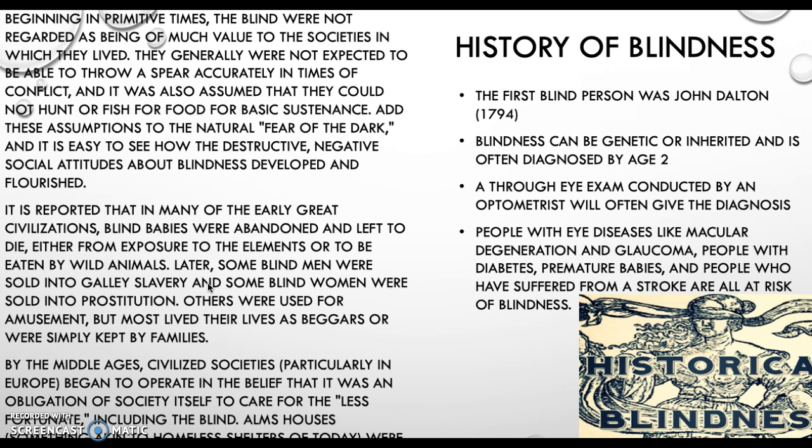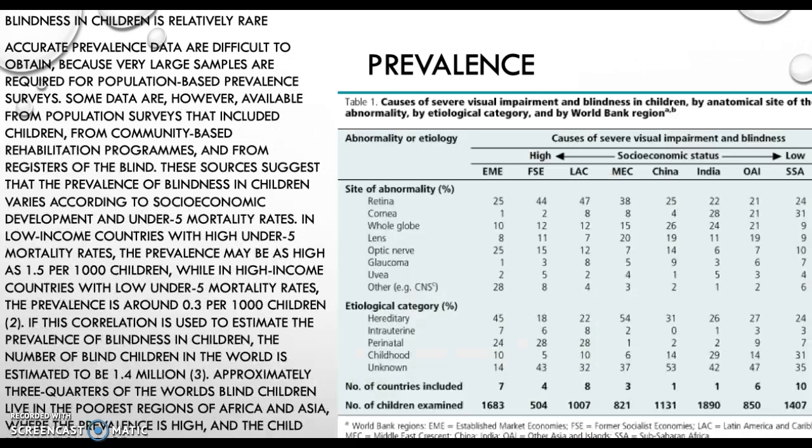And then by the Middle Ages, they were finally like, okay, that's enough. These people are still a part of our society. And then that's when things became a little better for them. And they started making all different types of programs and diagnosis and trying to fix what they saw as the issue of being blind. The prevalence.